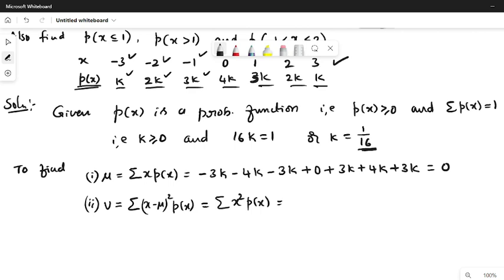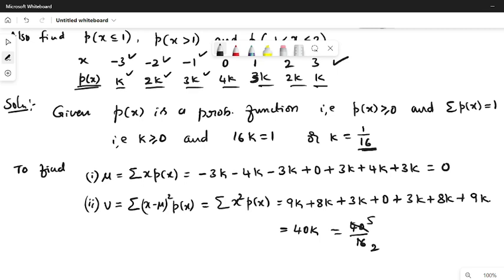So it is minus 3 whole square into k, that is 9k, plus minus 2 whole square into 2k. You can check that it will be 8k plus minus 1 whole square into 3k, 3k plus 0, again 3k plus 8k plus 9k. You can check that this will be equal to, see, 9 plus 9, 18 plus 16, 34 plus 6, 40k.